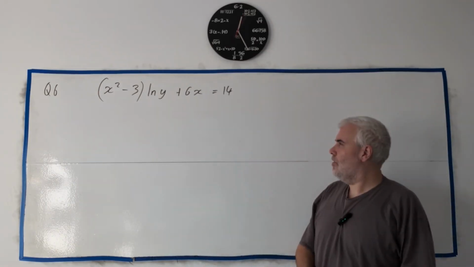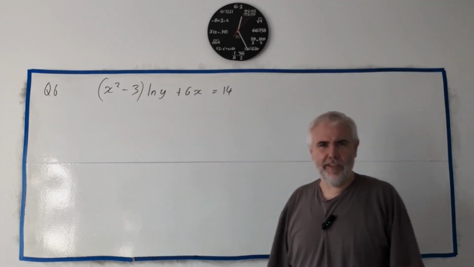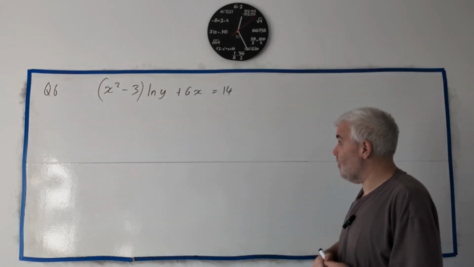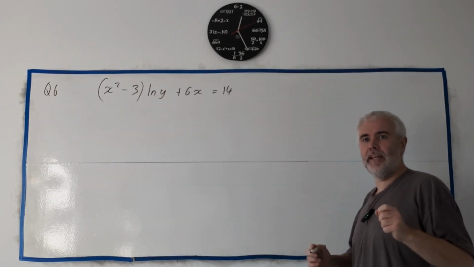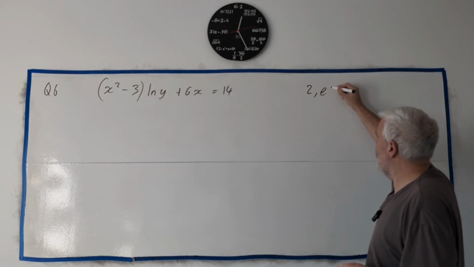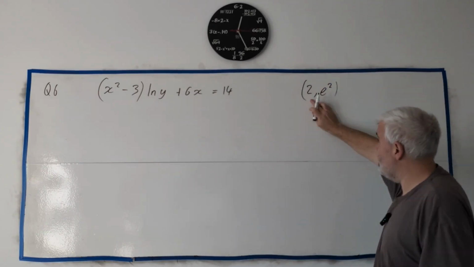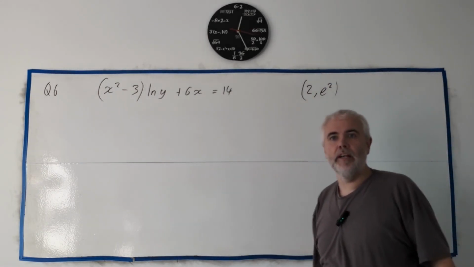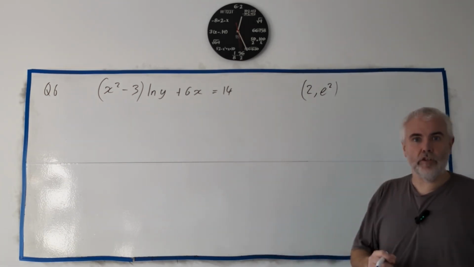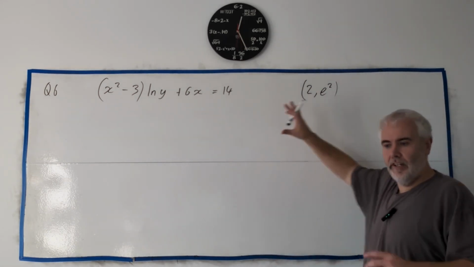Now, part A was sort of just a bonus question. It wasn't the real meat of this question. That's part B. In part B, they tell us about a point at 2, e squared. So x is 2 and y is e squared. And they ask us to find the equation of a tangent to this curve at this point.